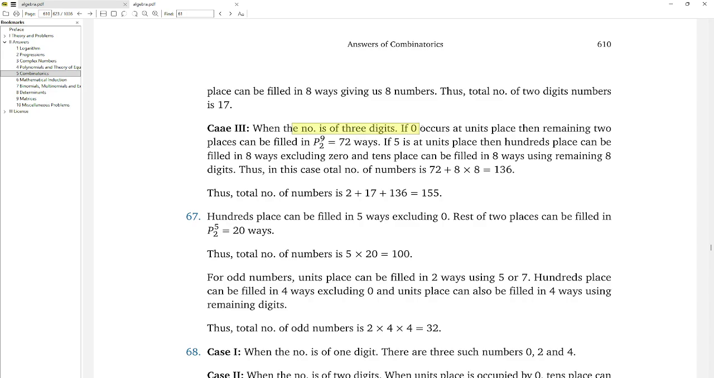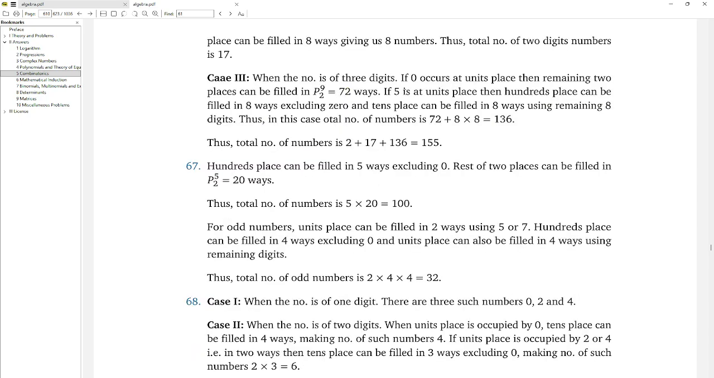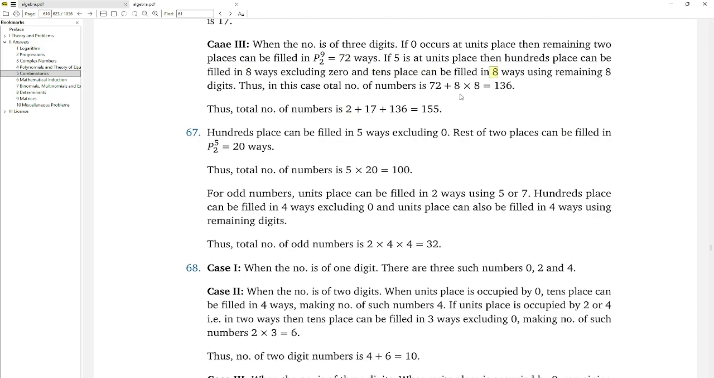Case 3 is when the number is of 3 digits. If 0 occurs at unit place, the remaining 2 positions can be filled in 9P2, that is 72 ways. If 5 is at unit place, then 100th place can be filled in 8 ways, excluding 0, and 10th place can be filled in 8 ways. The total number of numbers in this case is 8 into 8, 64. The total number of ways is 72 plus 8 multiplied by 8, that is 136.